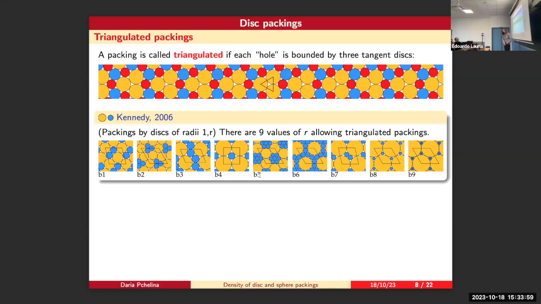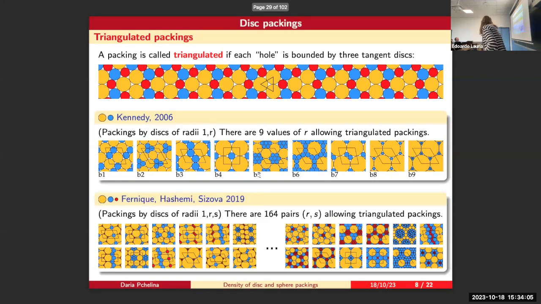Okay. So for ternary disk packings, we have 164 triplets of disk radii. Actually, I wanted to put it here in the beginning, but I cannot pick one. So I will put it this way. Well, you see half of it, but it's better than this one.